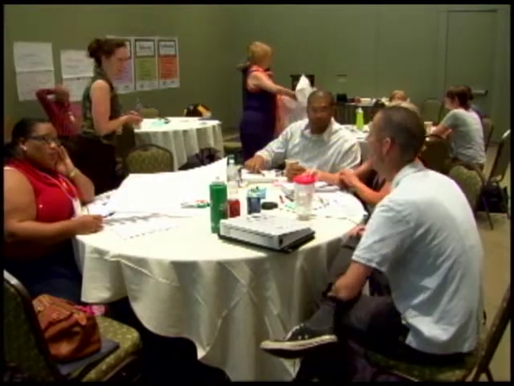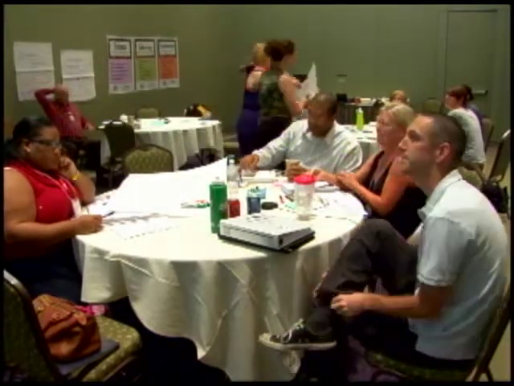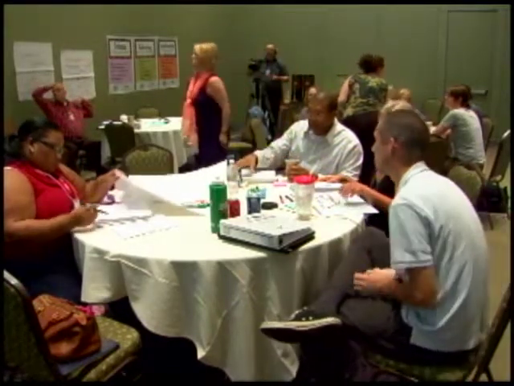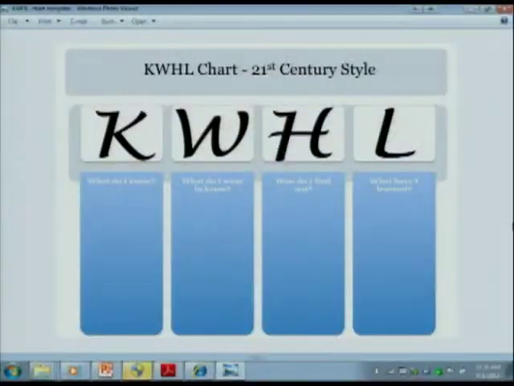I know a lot of you have seen a KWL chart before. This is a great way to assess what your students know and get them to actively think about what they are learning. So what I want you to do right now at your tables, we are going to make a KWHL chart.